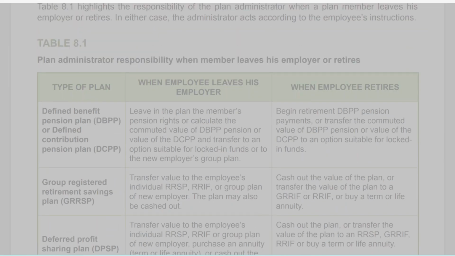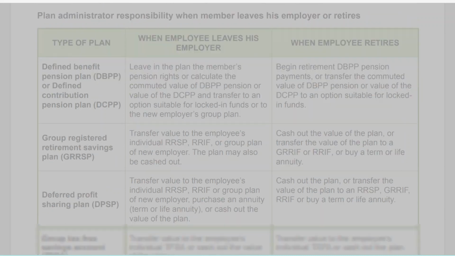Table 8.1 highlights the responsibility of the plan administrator when a plan member leaves his employer or retires. In either case, the administrator acts according to the employee's instructions.